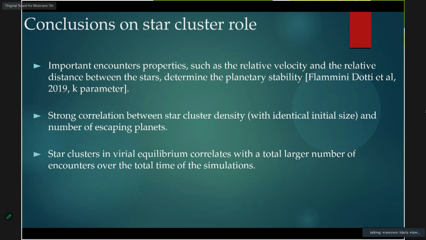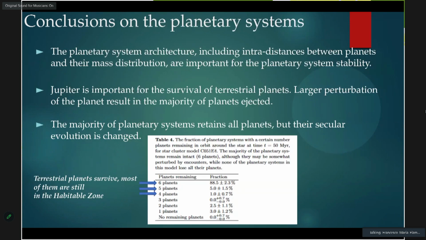And here is a summary of the star clusters that gives exactly what I told you about, but also another property of the encounters that we don't analyze here for time constraints, which you can find in the K parameter. As for the planetary systems, we also add the intradistance between planets and the mass distribution. Jupiter is very important for the evolution. It means the distribution of mass is important, and the majority of planetary systems retain their planets in a star cluster, as you can see from this table, where a little less than 90% of planets conserve all the planetary system compared to the other ones.